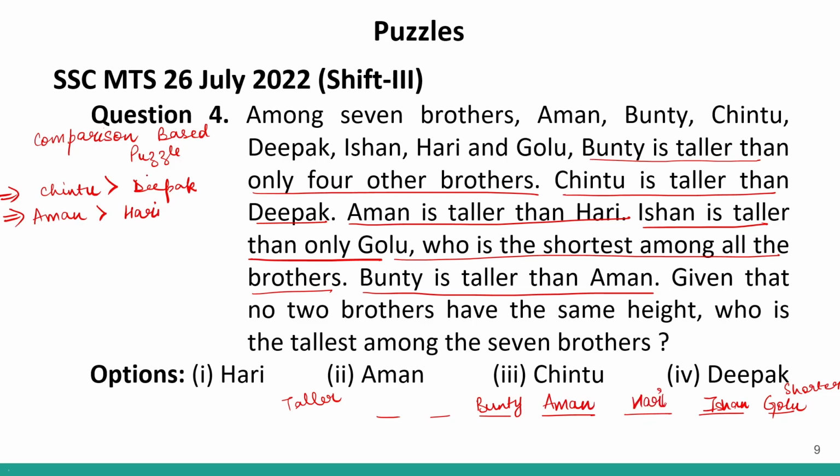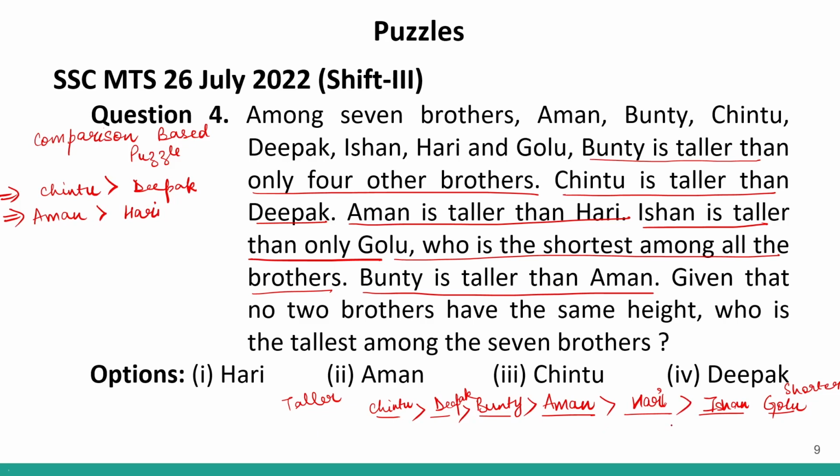Correct? Now we are left with Chintu and Deepak. It is given to us that Chintu is taller than Deepak. So Chintu will come here and Deepak will come here. So this will be my final arrangement where Chintu is taller than Deepak. Deepak is taller than Bunty. Bunty is taller than Aman. Aman is taller than Hari.